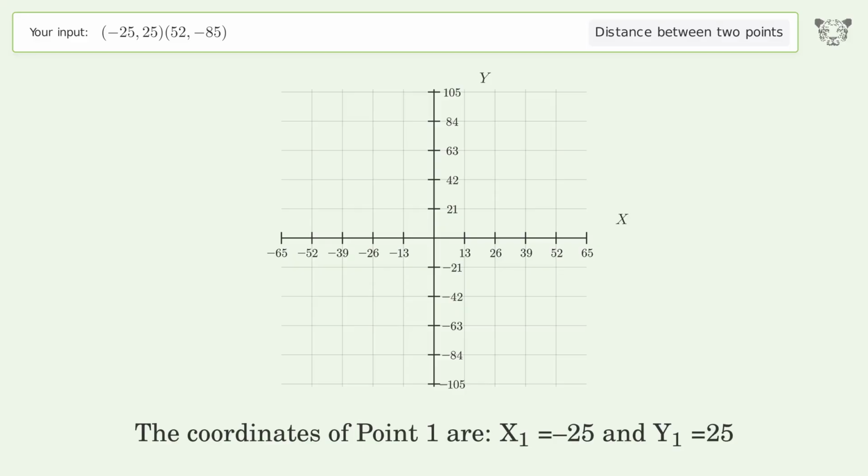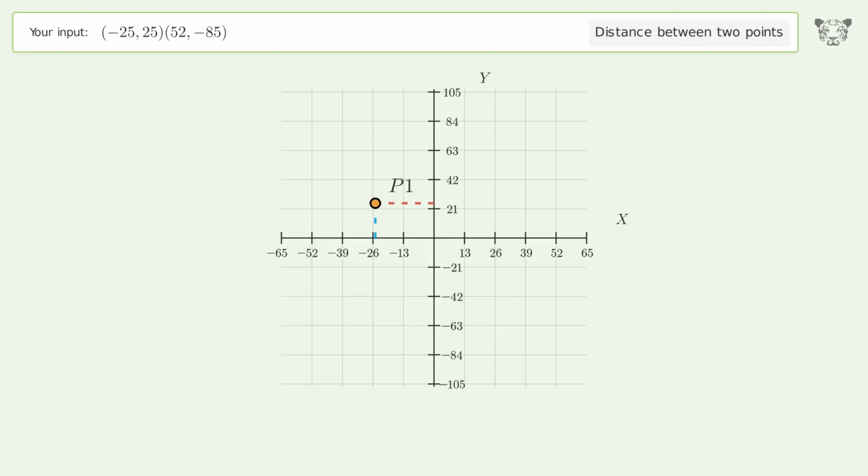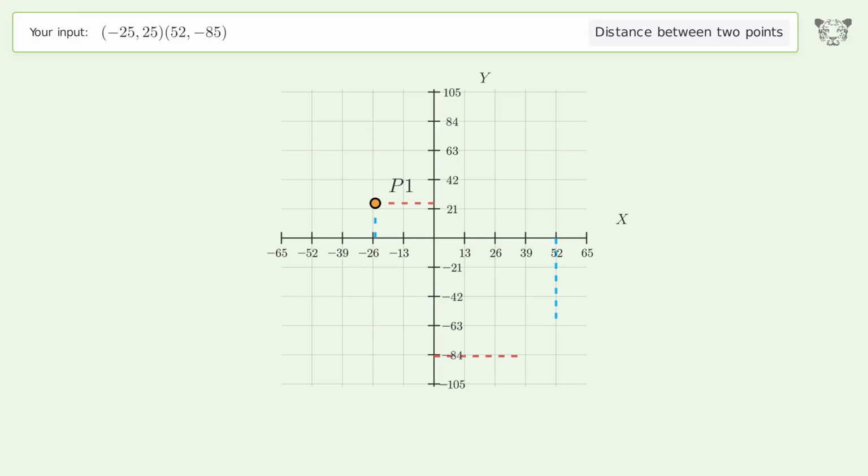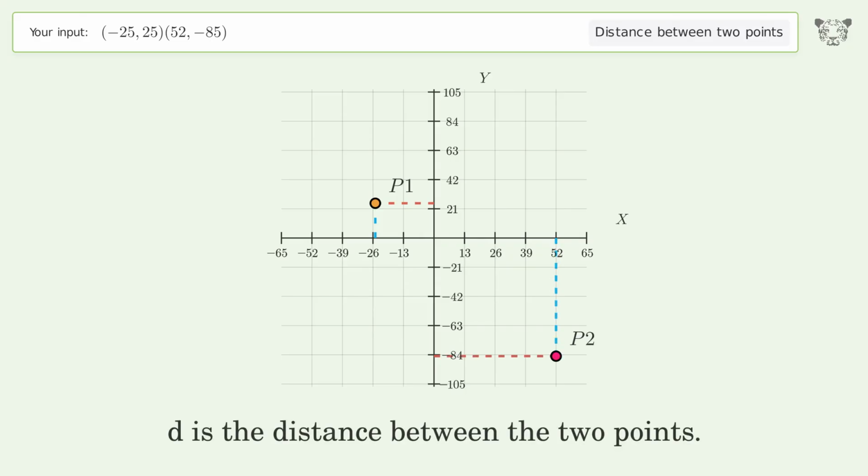The coordinates of point 1 are x1 equals negative 25 and y1 equals 25. The coordinates of point 2 are x2 equals 52 and y2 equals negative 85. D is the distance between the 2 points.